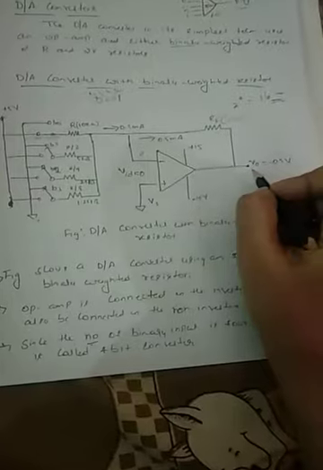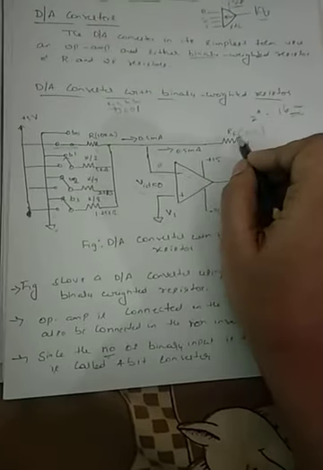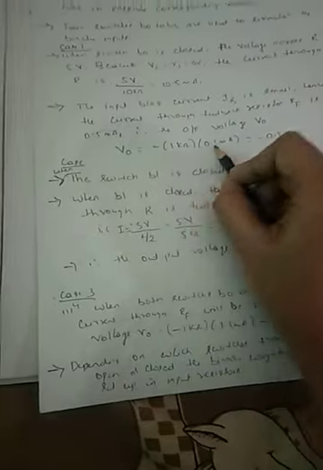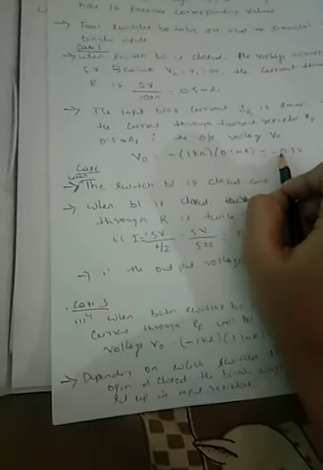So the output voltage V0 is now, since this is in the inverting mode, V0 is equal to minus RF into I, that is RF is 1 kilo ohm. So therefore V0 is equal to minus 1 kilo ohm into 0.5 milliamp, that will be minus 0.5 volt.